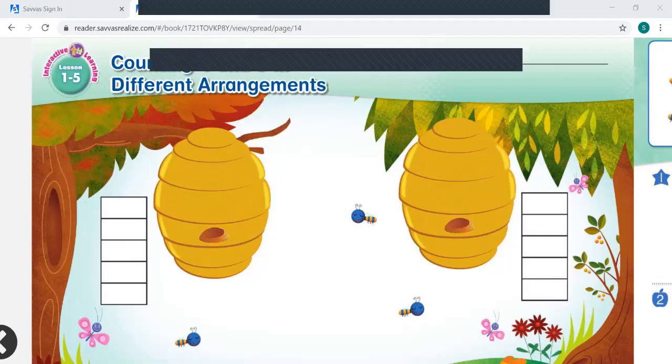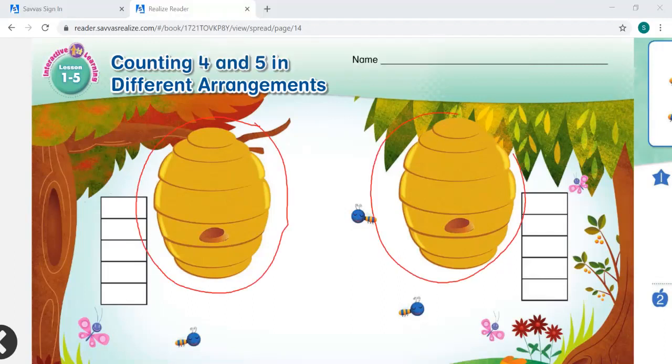The beekeeper has 2 hives full of bees. So here's one hive, and here's another hive, and they're full of bees. Now he needs to count how many bees are in each hive, but the bees keep moving.